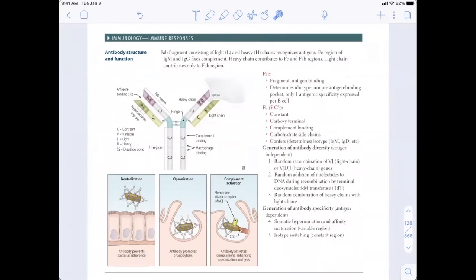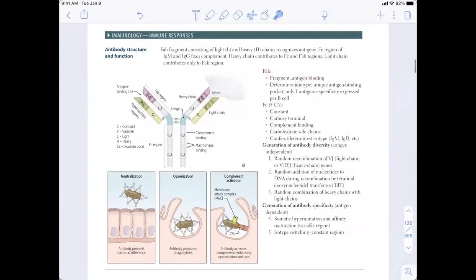So let's talk about your antibody structure real quick. And I'm not going to spend too much time on antibody structure because the bulk of it is straightforward. But remember, what you have here is your constant segment and your variable segments, right? And what you need to know is what they mean and what they represent.